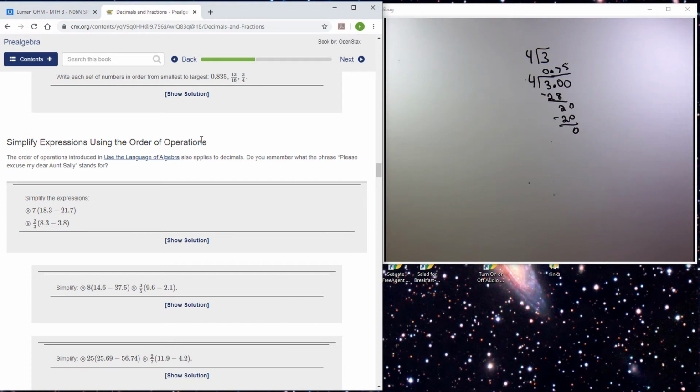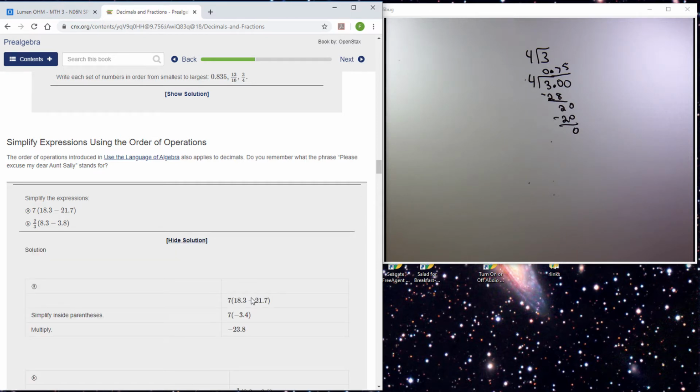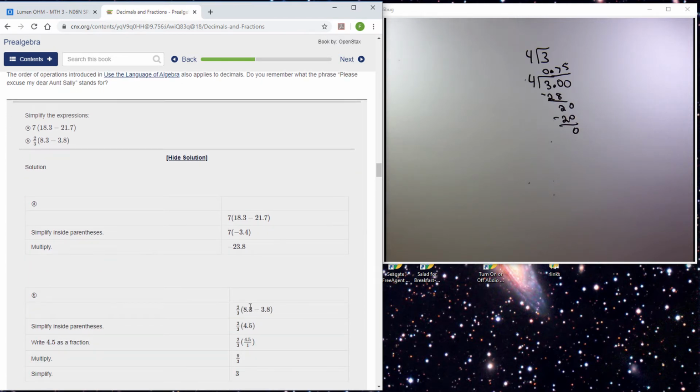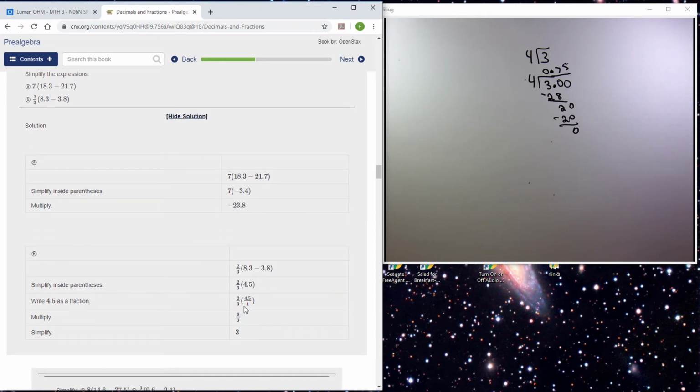Simplify expressions using order of operations. So when you simplify with order of operations, just like before, you do what's in the parentheses first, and then we do what's outside. So 18.3 minus 21.7. Then we multiply, and that's our value. This one here, you do what's in the parentheses first, and then you multiply. So now multiply by two fractions in this case. Then I simplify even further, it's 3.